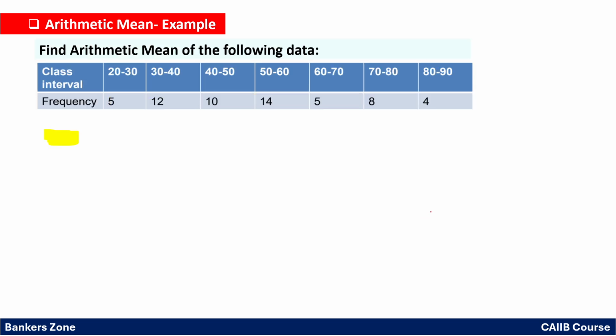Okay, now what is the arithmetic mean of the following data? Now see, they have given the data in the form of class intervals, right? So 20 to 30 interval frequency is 5, means that data is repeated 5 times. 30 to 40, 12 times repeated, 10 times repeated, and this is 4 times repeated.